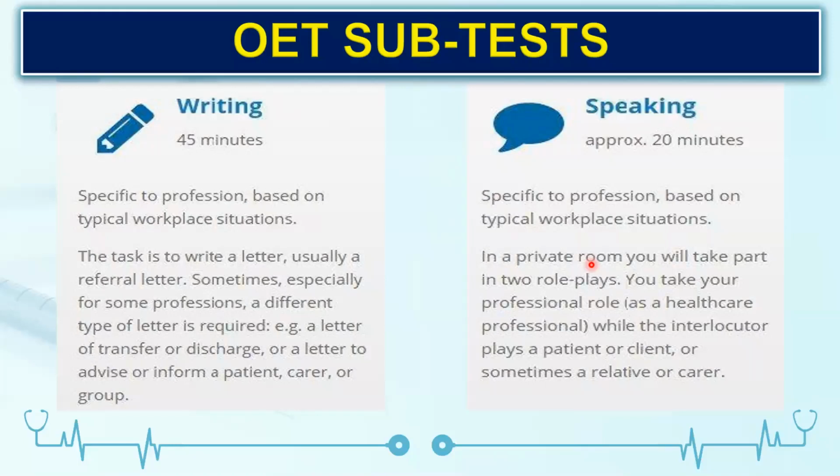The last subtest we have is the speaking subtest, approximately 20 minutes. Also, it's specific to profession based on typical workplace situations. You will be in a private room and you will take part in 2 role plays. You take your professional role as a healthcare professional, while the OET interlocutor plays a patient or client, or sometimes a relative or carer. So this is the structure of the OET.